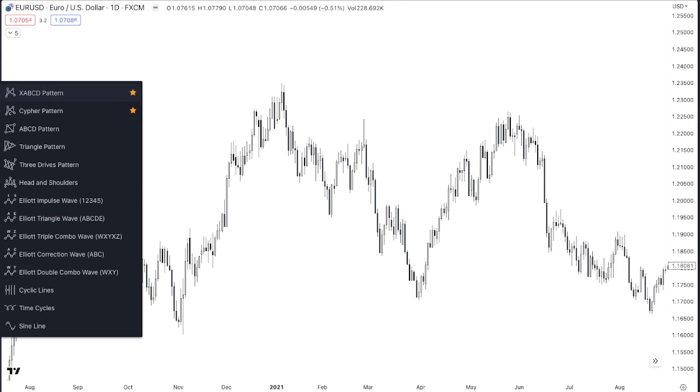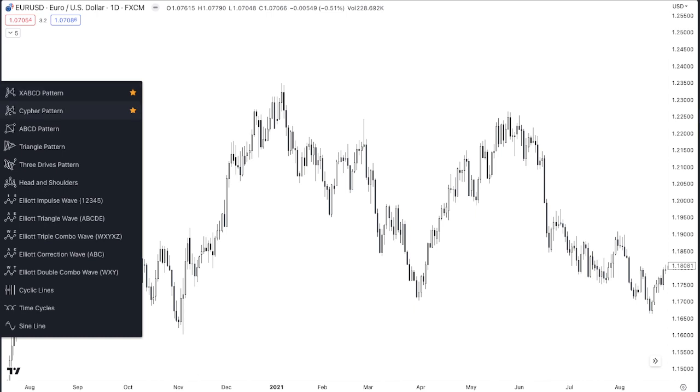You use the XABCD tool for harmonics where your C is below your A when you're dealing with a bullish harmonic, or vice versa if your C is above your A when dealing with a bearish harmonic. So those harmonics would be your bat, Gartley, butterfly, and there's one more, your crab.